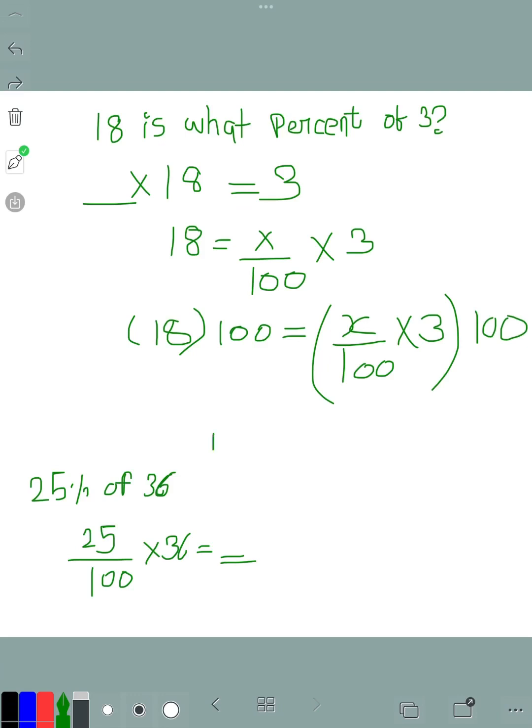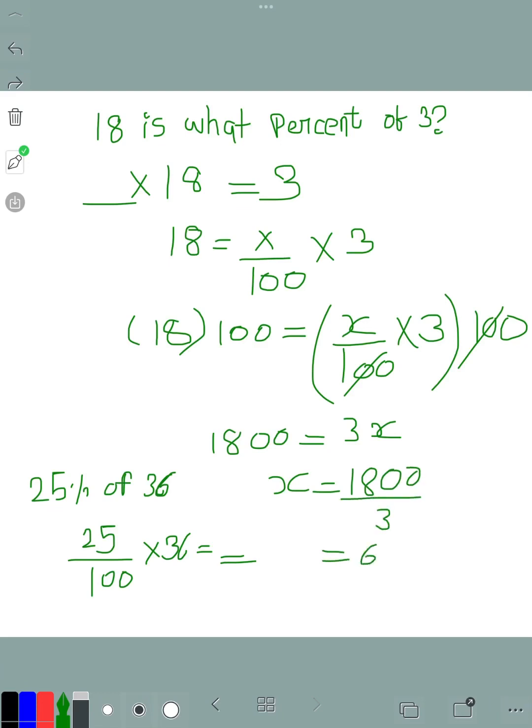By multiplying both sides by 100, here the 100 will be cancelled out, and on the left hand side we'll get 1800. So we get 1800 is equal to 3x, and by simplifying for x, we will get 1800 upon 3 is equal to 600. Fine. So here we got the answer.